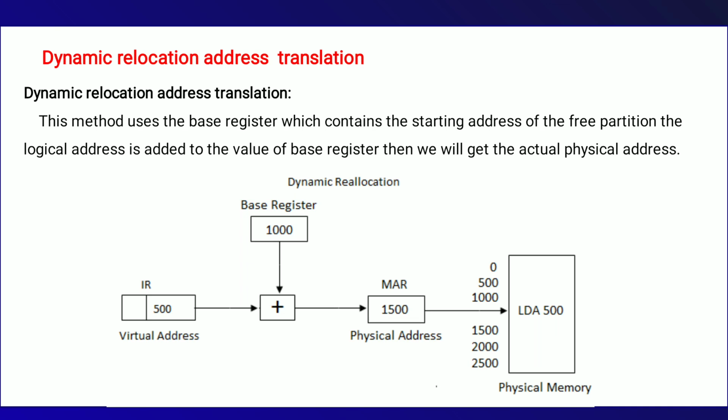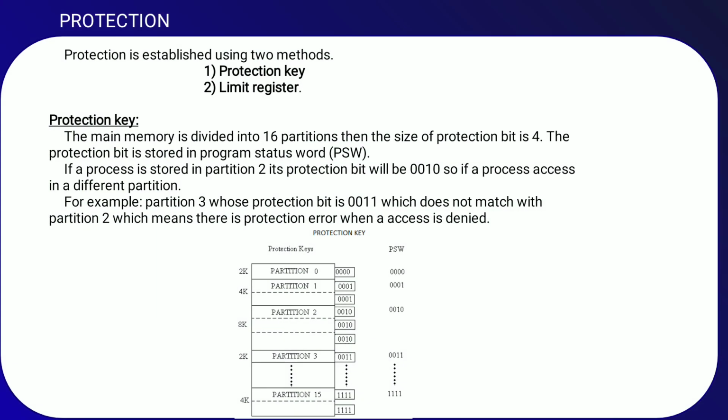Then protection. Protection means there will be a protection key and a limit register. Protection key means here 000, 001, 010, then 011. If there is 001, for example partition 3 whose protection bit is 011 does not match with partition 2, which means there is a protection error and access is denied.